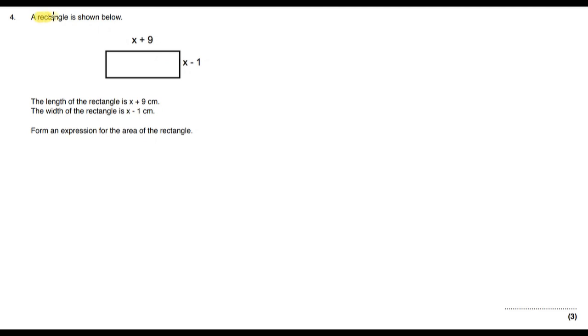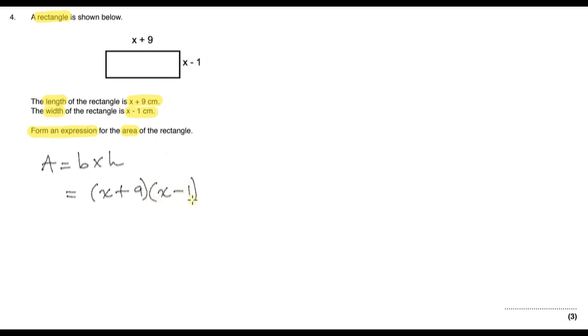Question 4. A rectangle is shown below. The length of the rectangle is x plus 9 centimeters. And the width of the rectangle is x minus 1 centimeters. Form an expression for the area of the rectangle. So to calculate area, we know that area is just base times height. So the base is x plus 9, and the height of the rectangle is x minus 1.